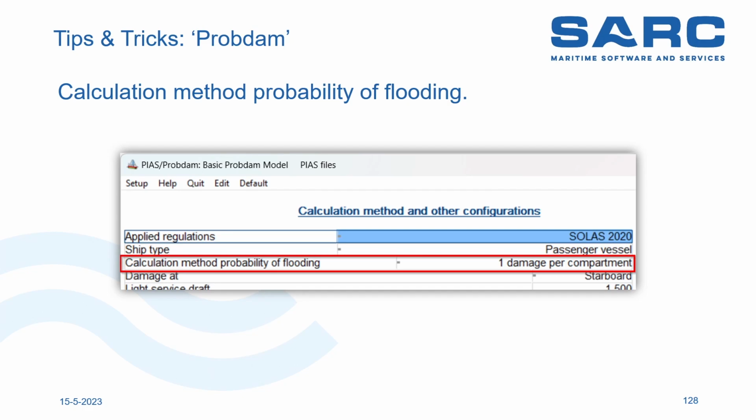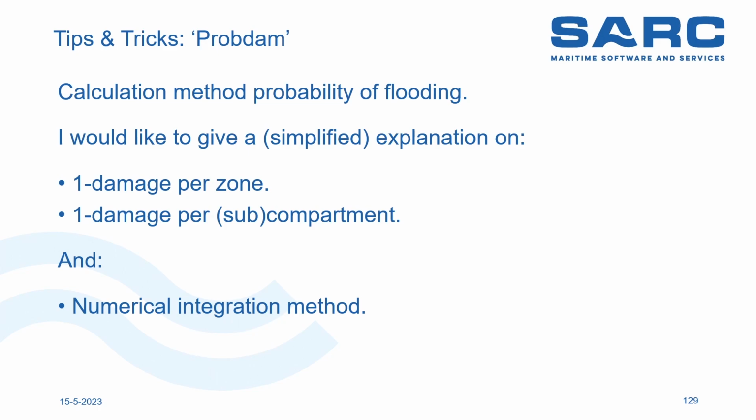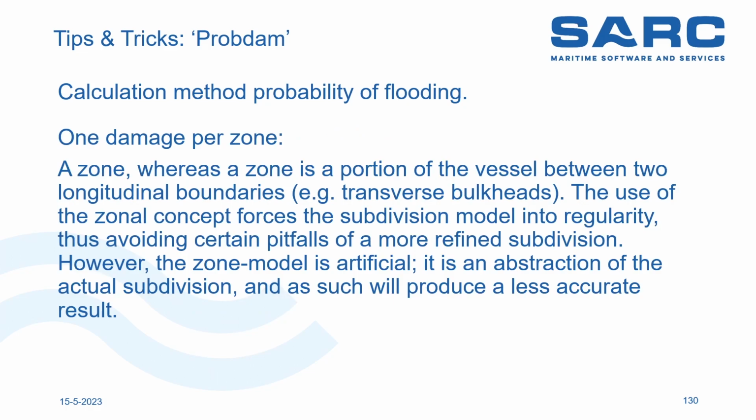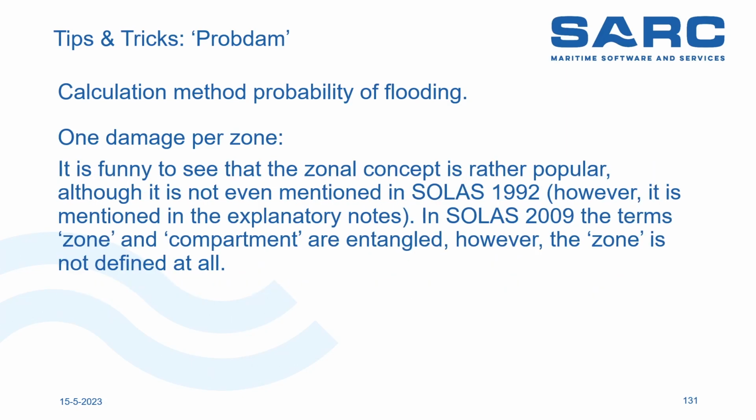Yeah, calculation method, probability of flooding. Always a difficult one. I will give a simplified explanation on this, because otherwise I could spend this whole presentation on it. We have the one damage per zone method, the one damage per compartment, then the subcompartment method, and the numerical integration method. The one damage per zone, a zone being a portion of the vessel, is not very accurate. Mostly it's quite a rough layout of the vessel, and it will produce a less accurate result.